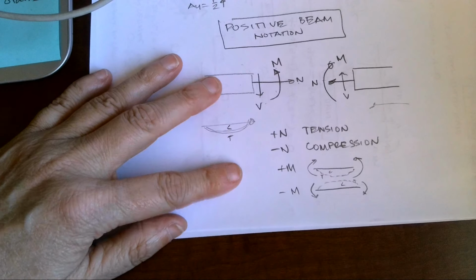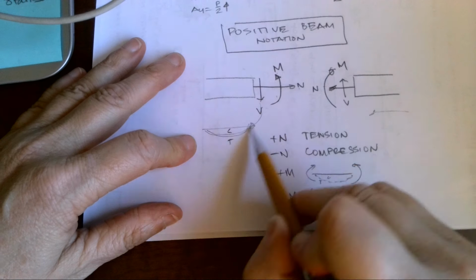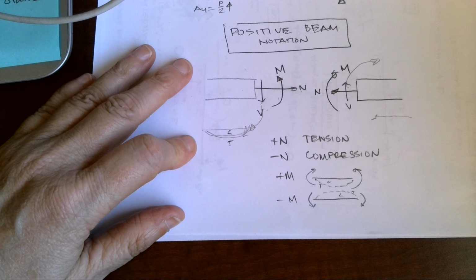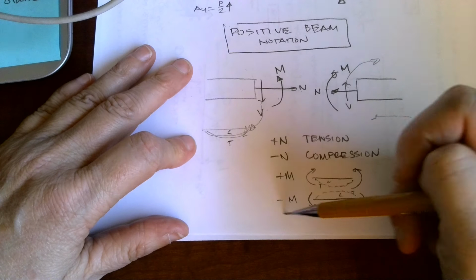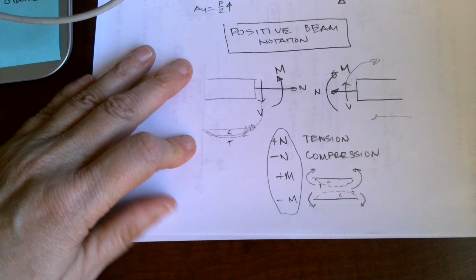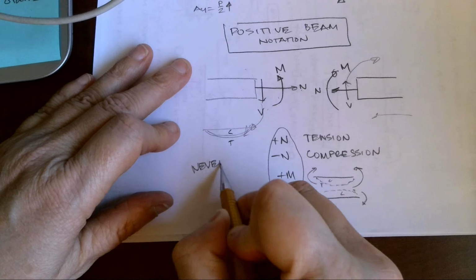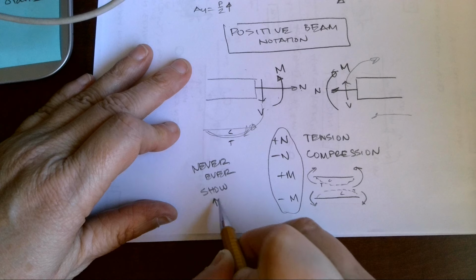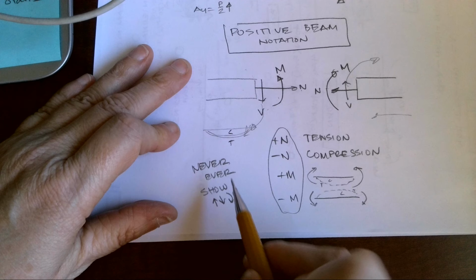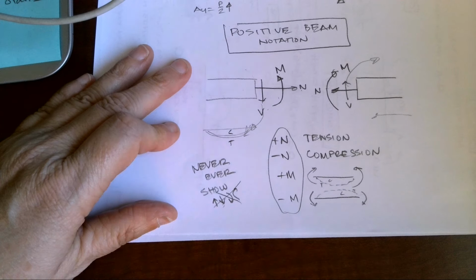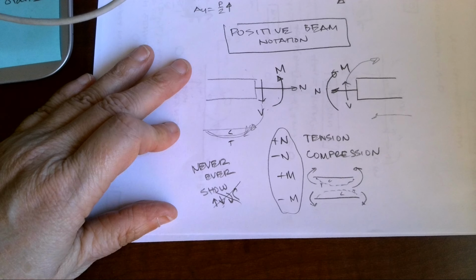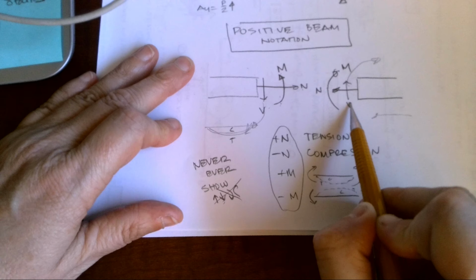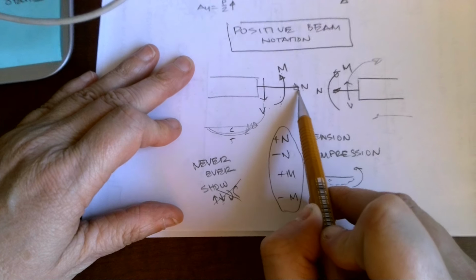Both of my shears cause clockwise rotation. Positive beam notation, you have to use this, or your answer is wrong. Never, ever show a direction. Don't do that. This is what we do for reactions. For internals, we use positive and negative. You must assume it in the positive behavior when you get started, so that when you get a positive normal and you call it tension, we all know it's truly in tension.